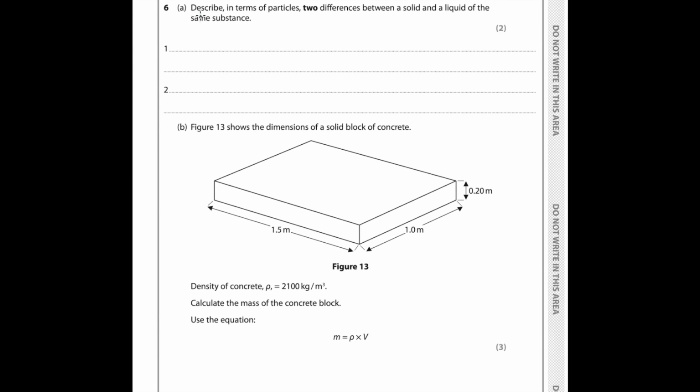Question 6. Describe in terms of particles 2 differences between a solid and a liquid of the same substance. So a solid is in nice neat rows. The particles are very close together. They just vibrate. They don't have much energy. Whereas a liquid, better put in a box, their particles are jumbled up and they're a little bit further apart. So there's loads of information there.